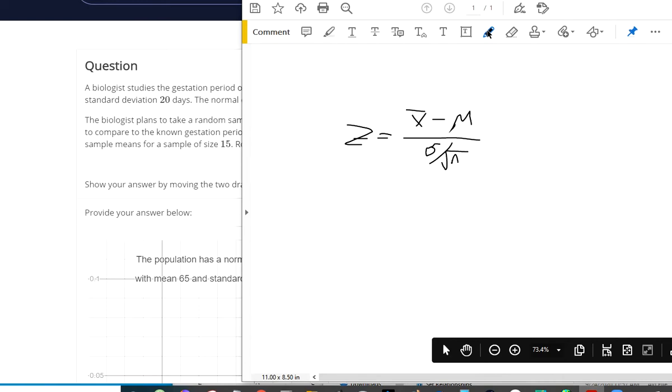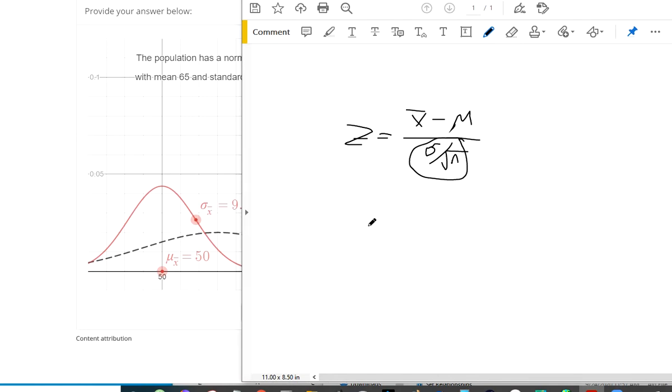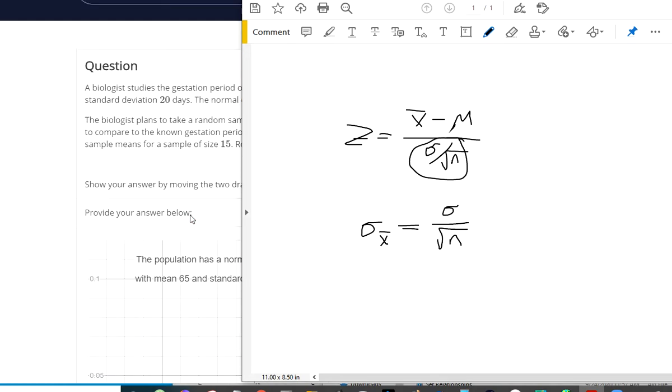So this right here is the standard deviation of the mean, okay? That's what they mean when they say this. The standard deviation of the mean. And so that's just this little formula here. It's the standard deviation of the mean is the standard deviation of the data set divided by the square root of the sample size. So the standard deviation of the data set was 20, and the sample size was 15.